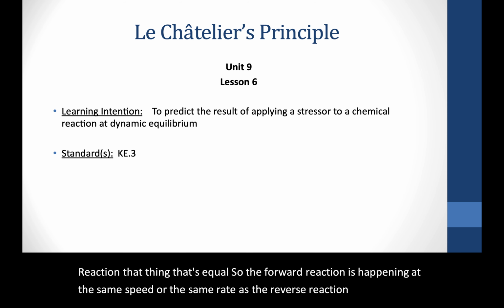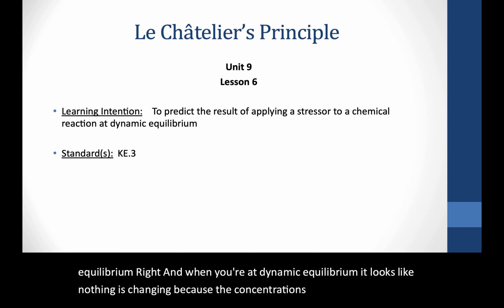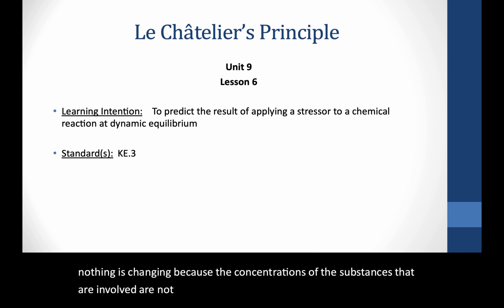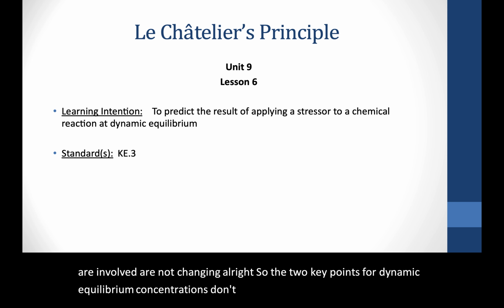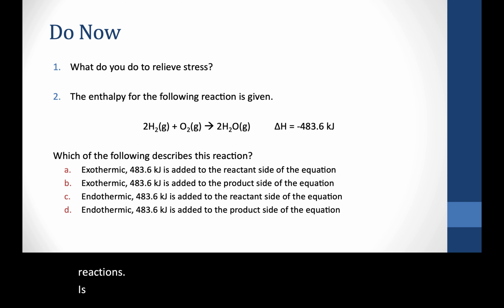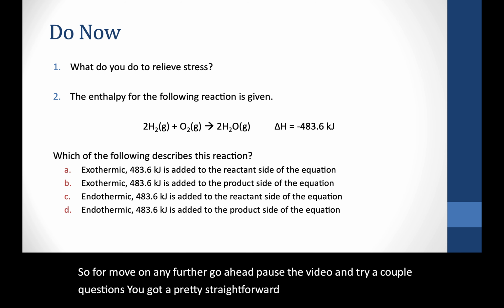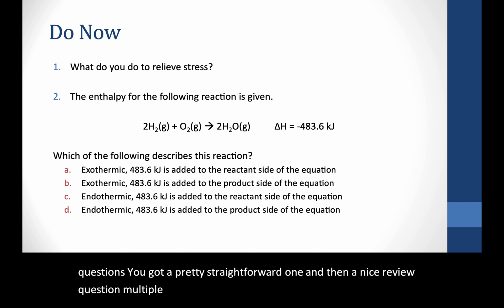That's dynamic equilibrium, right? And when you're at dynamic equilibrium, it looks like nothing's changing because the concentrations of the substances that are involved are not changing. All right, so the two key points for dynamic equilibrium: concentrations don't change, right? Careful, they're not equal. They just don't change. And the rate of the forward and reverse reactions is equal. Okay. So before we move on any further, go ahead, pause the video, and try a couple questions. You got a pretty straightforward one, and then a nice review question, multiple choice style. So go ahead and pause and try that out.